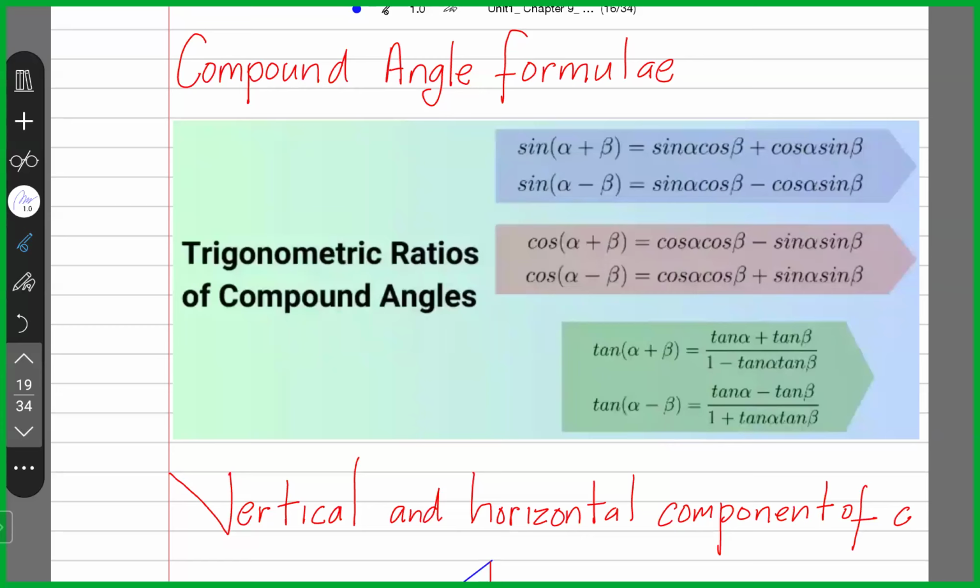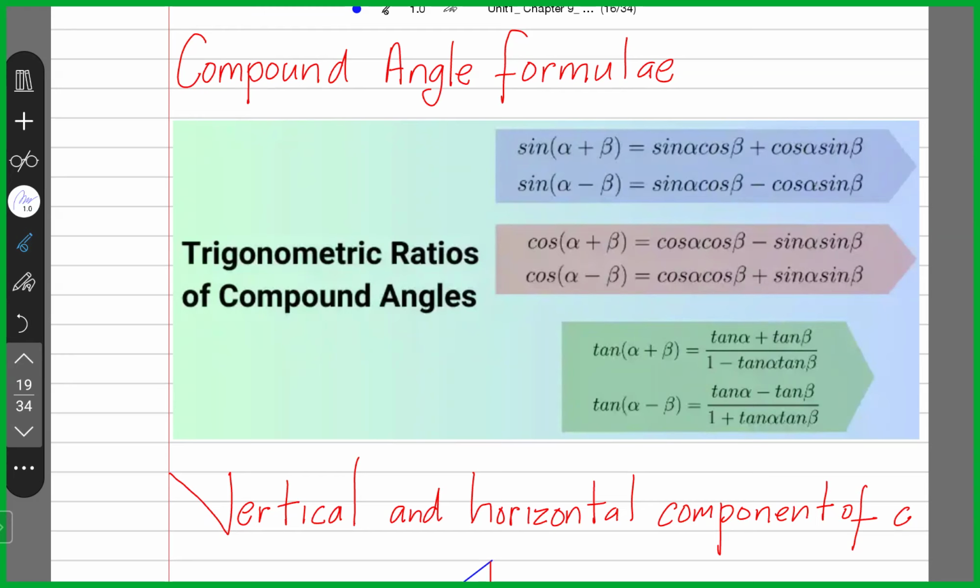Cos alpha plus beta is equal to cos alpha cos beta minus sine alpha sine beta. Cos alpha minus beta is cos alpha cos beta plus sine alpha sine beta. Tan alpha plus beta is equal to tan alpha plus tan beta over 1 minus tan alpha tan beta. And tan alpha minus beta is tan alpha minus tan beta over 1 plus tan alpha tan beta. So those are your compound angle formulae.